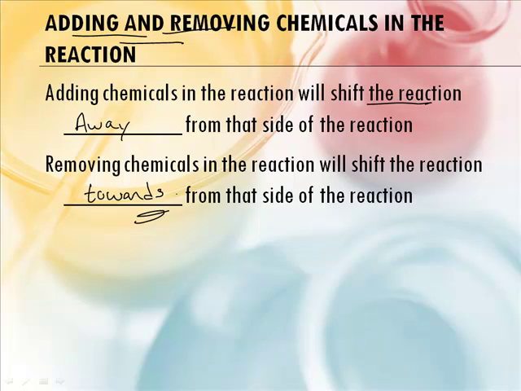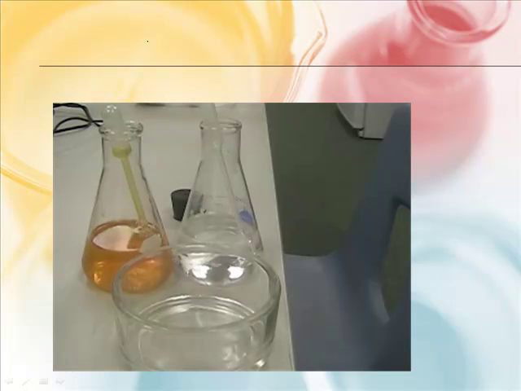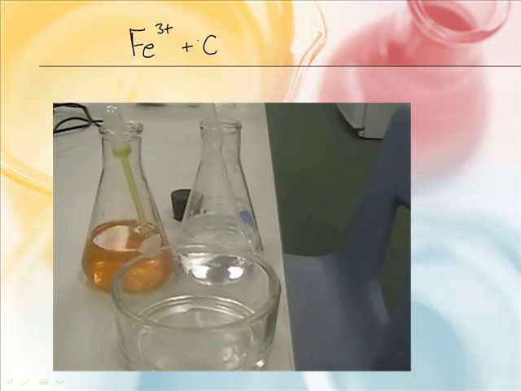So this is very cool. What I want to do now is a demo. Okay. So what I have here on the screen is some iron 3 chloride, but the only thing that's important is I have iron 3 positive, and that's going to react with the clear chemical right here, which is ammonium thiocyanate. Thiocyanate is SCN negative.